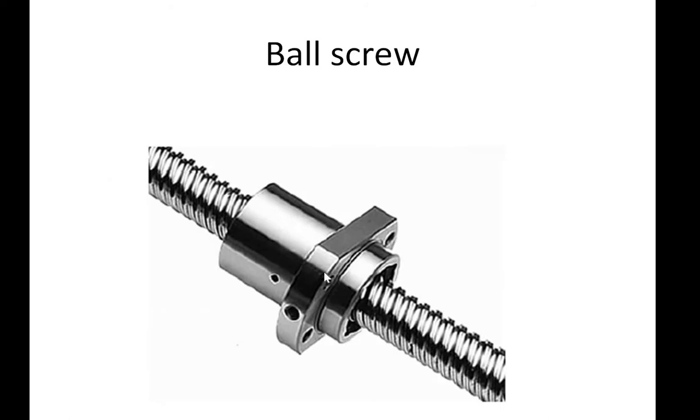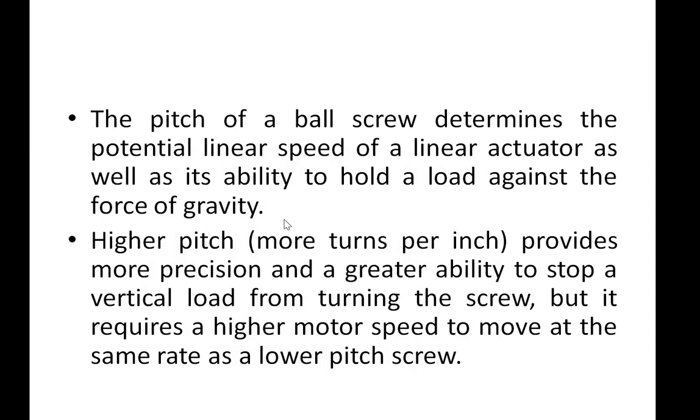So this is the ball screw, and here these are the screw, and this ball rotates on that screw. The pitch of a ball screw determines the potential linear speed of a linear actuator as well as its ability to hold a load against the force of gravity. This type of screw you will sometimes use in a linear actuator, or sometimes this type of ball screw is also used along with a stepper motor.